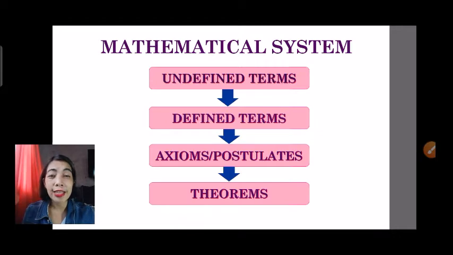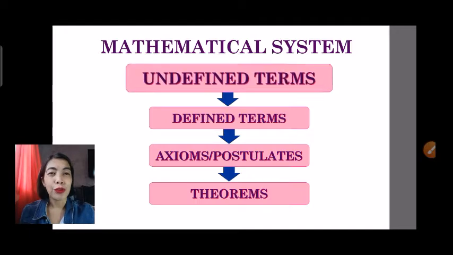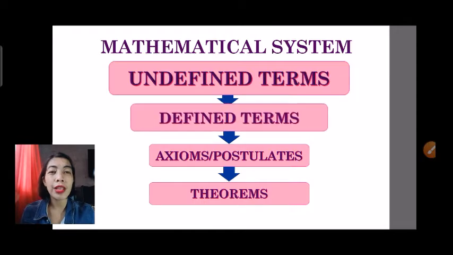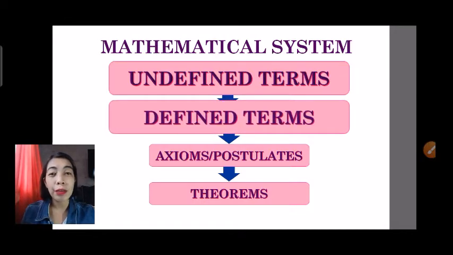This is the part 2 of our video in the defined terms. In the part 1, we discuss about the different defined terms. So, ginamit natin yung undefined terms natin na point and lines, and then we come up with different defined terms such as collinear points, coplanar points, intersecting line, parallel line, perpendicular line, and so on. So, this is the continuation of that video wherein we're going to focus on different definitions which focus on angles.